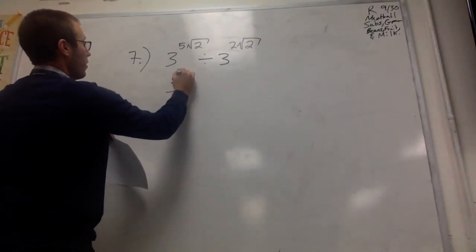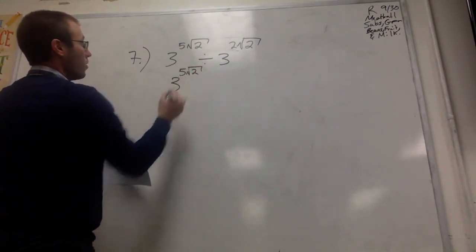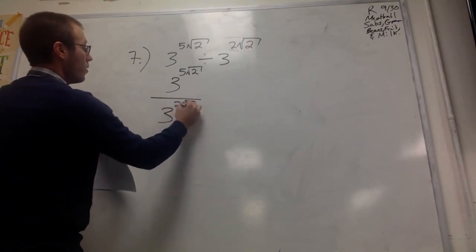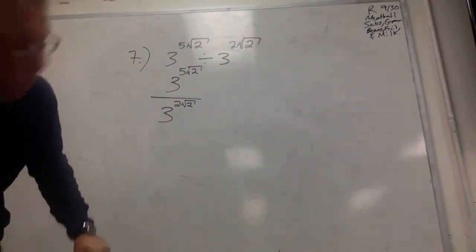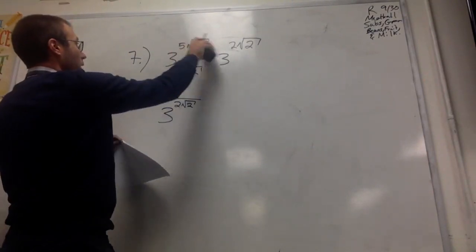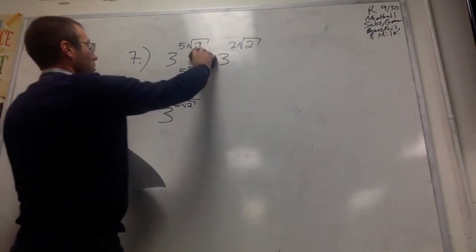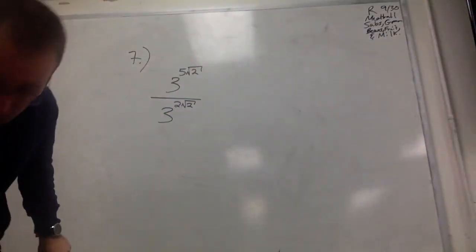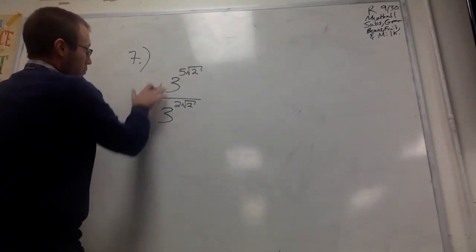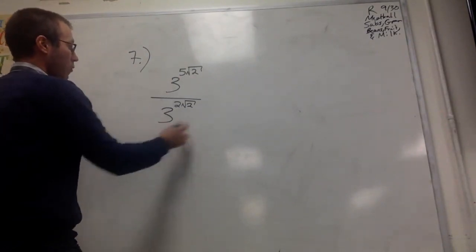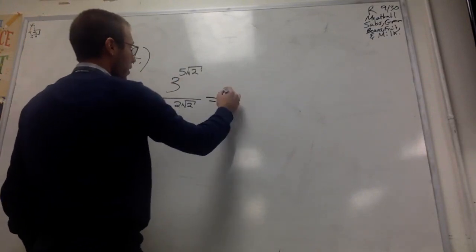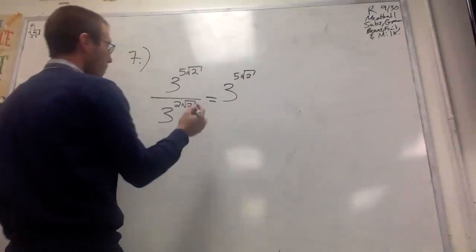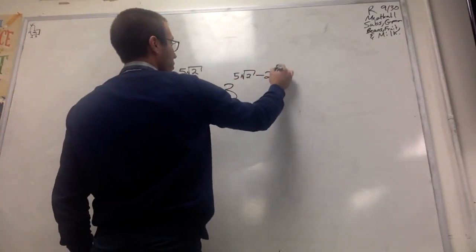So I'm just going to rewrite this as 3 to the power of 5 square roots of 2 divided by 3 to the 2 square roots of 2, just so I can look at it a little more. So this thing here is the same thing as this. So I'm going to erase this. Well, they have the same base, and I'm dividing, which means I can rewrite this as 3 to the 5 square roots of 2 power minus 2 square roots of 2.